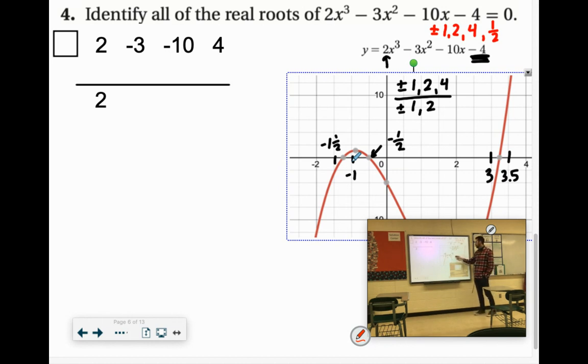Now 1/2 would be here, which doesn't cross there, so I'm not even going to bother with 1/2. But -1/2, it hits right there. So let's try that. I bet it works.